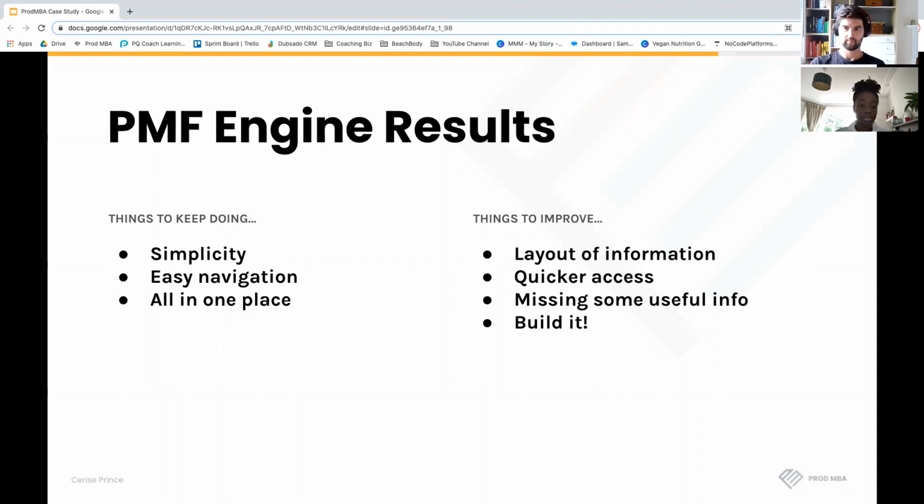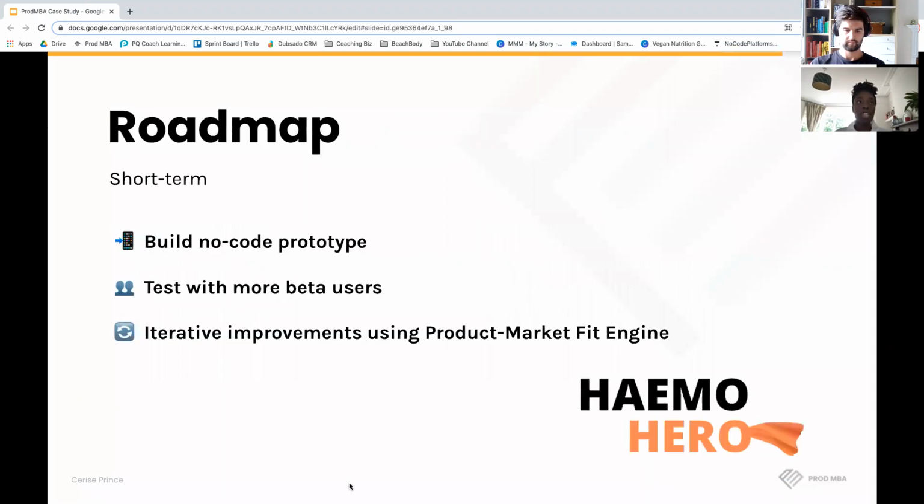So in terms of next steps, short term, as I mentioned, I want to build a no-code prototype so that I can present it to more people who can get a fuller experience of what it's like to use it. So that would involve testing with more beta users, and then just iterating improvements using the PMF engine, so that I can focus more and more on that core value that we're delivering.